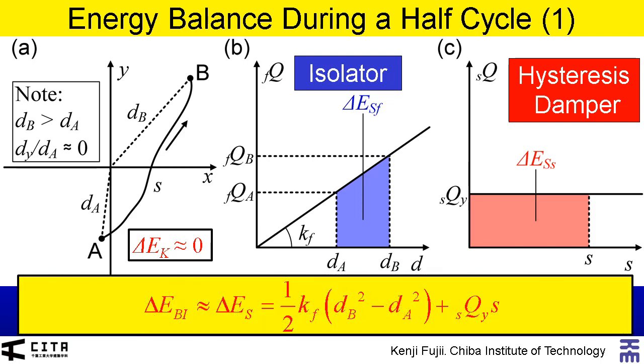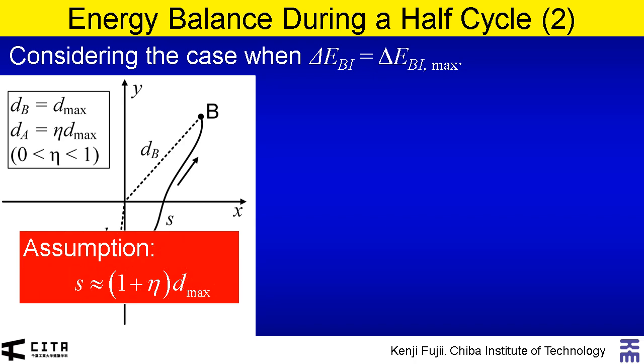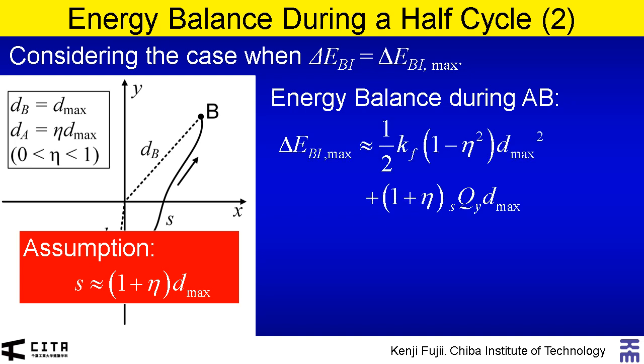The energy balance during AB can be expressed as this equation. Let us consider the case when the maximum momentary input energy occurs, as shown here. It is assumed that the length of the path AB is approximated as shown here. From this assumption, the energy balance during AB can be expressed as shown here.